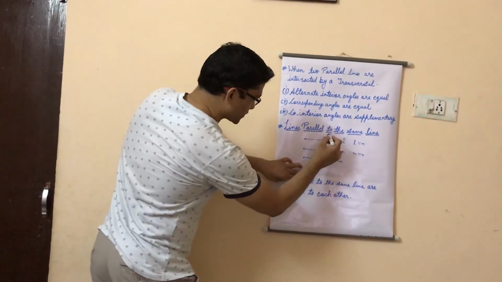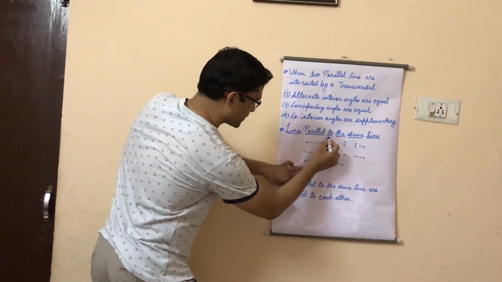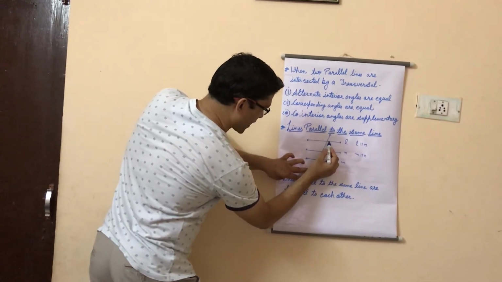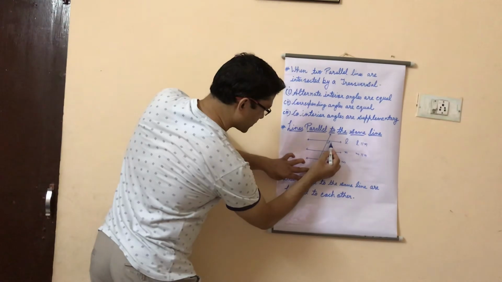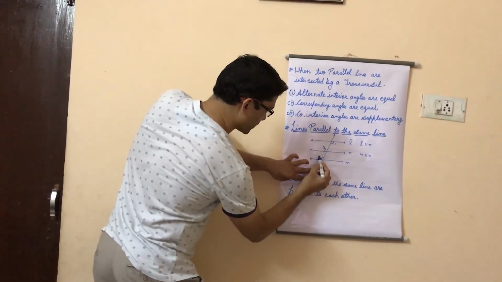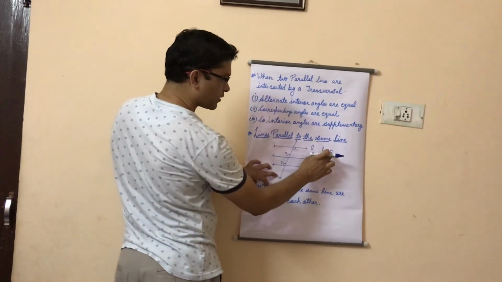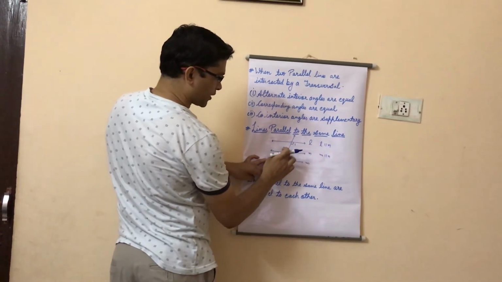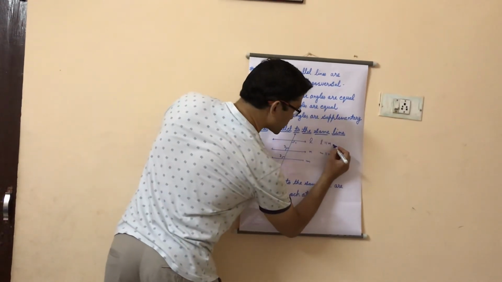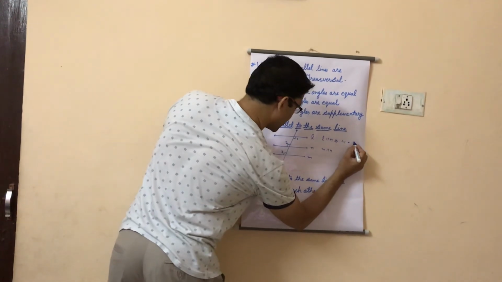Suppose I take a transversal and I am taking these three angles. Suppose this is angle 1, this is angle 2 and this is angle 3. Then since L and N are parallel, angle 1 and 2 make a pair of alternate interior angles, and as per the rules, these two angles will be equal. So L parallel to N implies angle 1 equals angle 2.